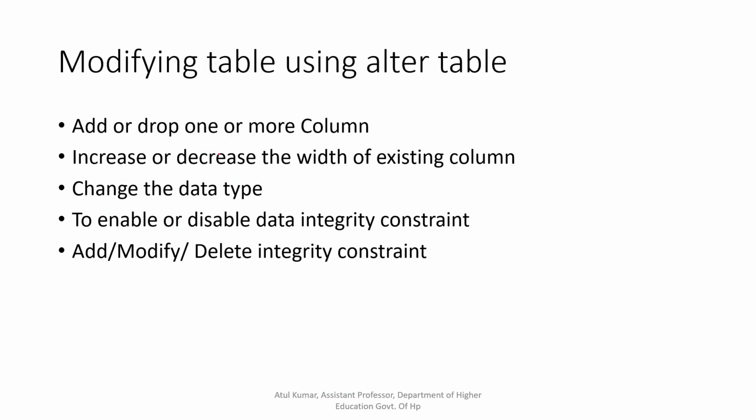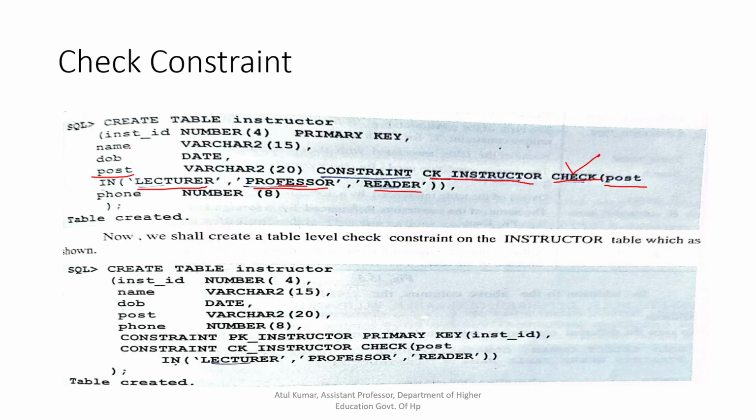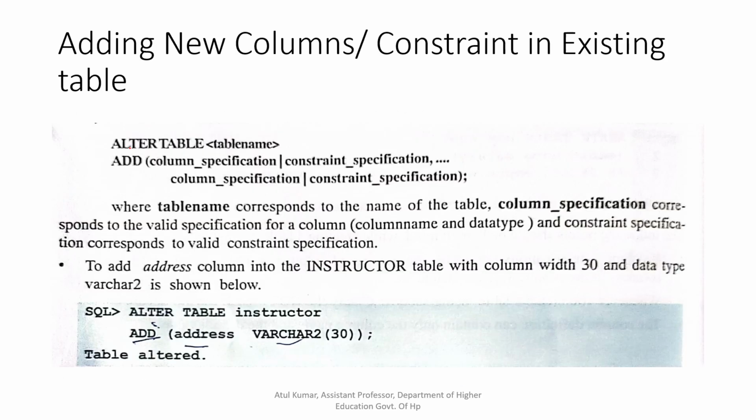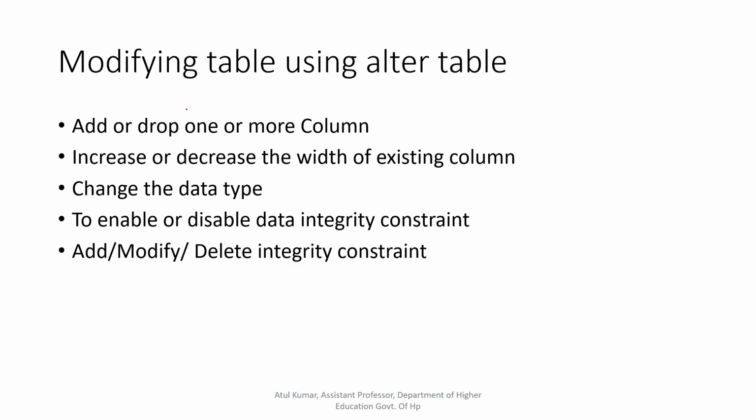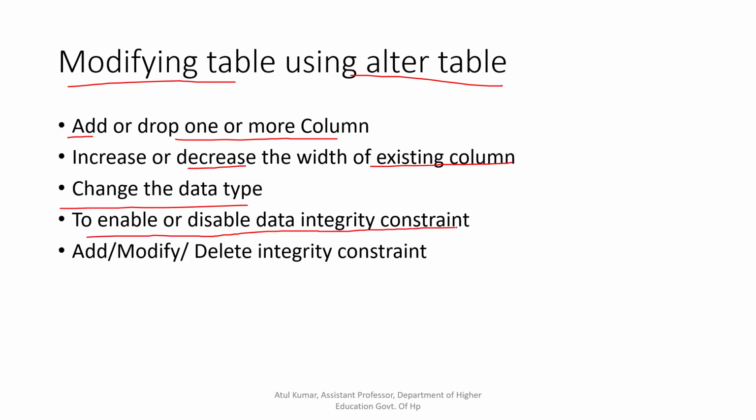Now we have seen how to create a table. Now we will see how to modify the created table with the help of the alter table command. In alter table we can add or drop one or more columns, we can increase or decrease the width of existing columns, we can change the data type, we can disable or enable the data integrity constraint, and we can add, modify or delete the integrity constraint.